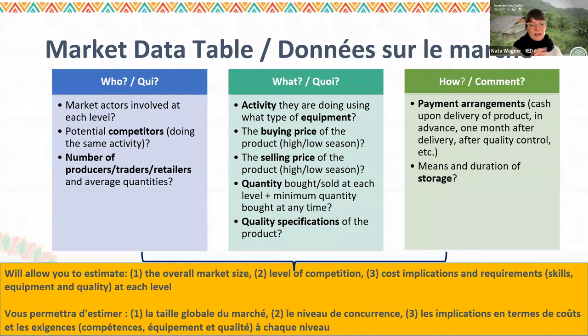So I'm very sorry that I could not squeeze the French translation of all of the text on the slide, but essentially it's a summary of what I've just said. In this market data table that the entrepreneurs will compile, they will look at the actors, so who's involved, the different activities, quantities, qualities and the prices. And then they will also look at payment arrangements, any means and duration of storage, any transformation or value adding of the product.